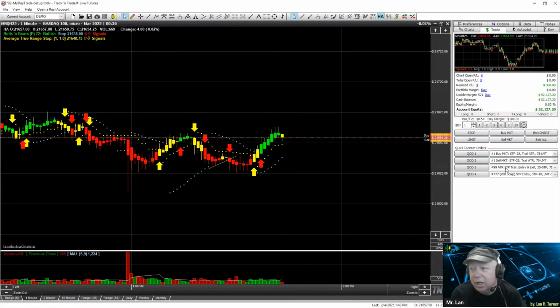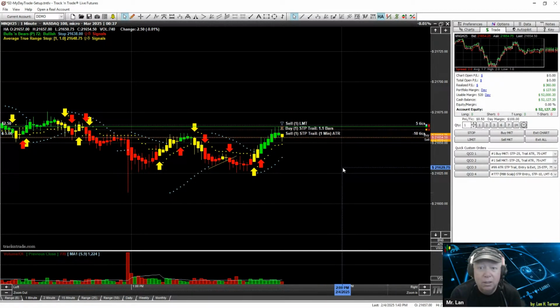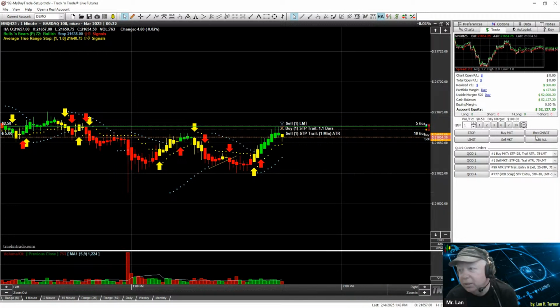You just come in here and say, I've got a stop order. I'm going to trail on the ATR. This is price bars back. We'll just do that, and then that'll trail price bars back. That's just a quick scalp right there. We don't want to scalp off of this market. It's too small.